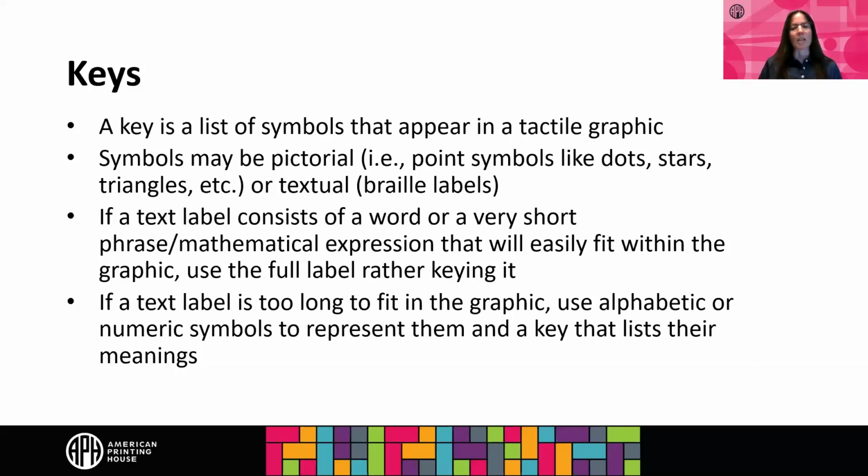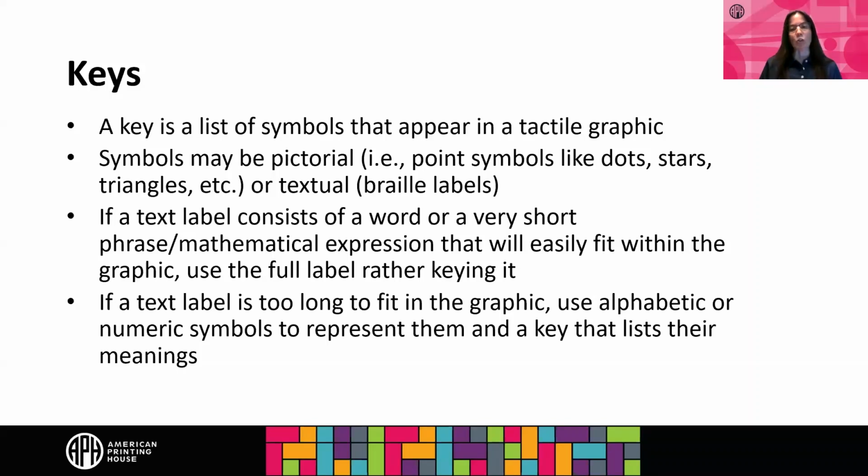For an alphabetic keyed label, you're going to choose 2 or 3 braille symbols that represent it. As an example, if I have something like Garden Street in a map and it's too big to fit inside my map, then I can use GR as my symbol to represent it. Or I could use GN. That would be okay too.